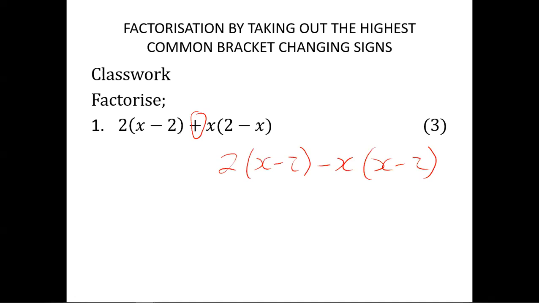Now this becomes a common factor. I will simply take it out, which is a common bracket, and I'll be left with 2 minus x, and that's it. Okay, that's how you will solve for that one.